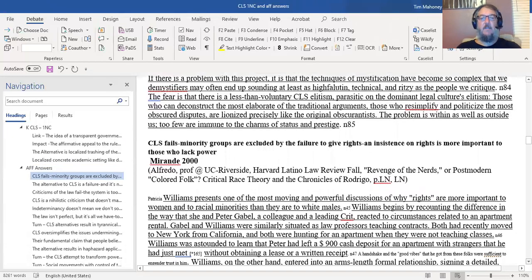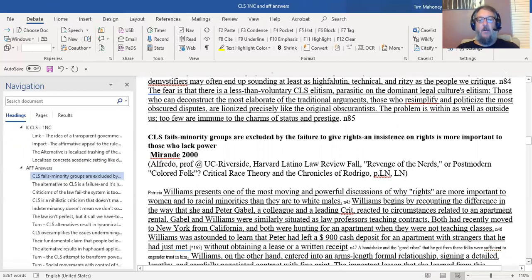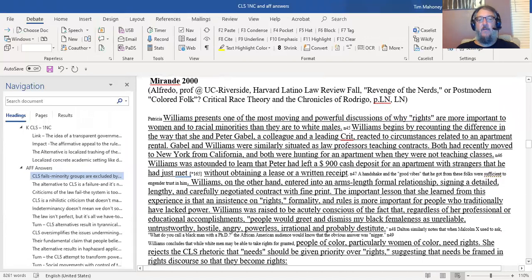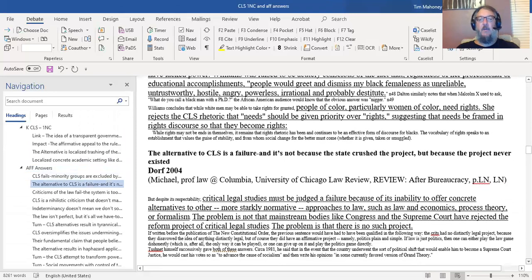The Miranda evidence is quite good on the importance of rights as a method of obtaining power for minority groups. And this particular piece of evidence goes through an example of how if you're a white male, your ability to rely on informal norms is pretty high, versus someone without that type of privilege, who is actually helped by the ability to maintain very specific contracts and very specific agreements that they know will be enforced by the courts.